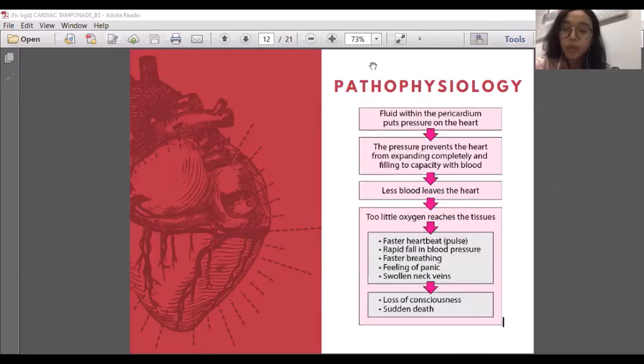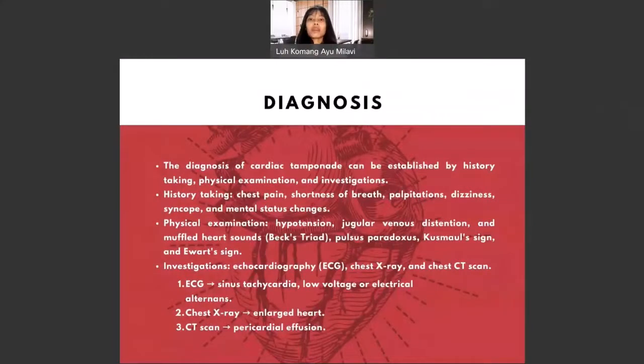Less or no blood will leave the heart, and it will lead to a decrease of oxygen that reaches the tissue. To overcome the reduced output, the first compensatory sign is tachycardia. Other than that, the systemic venous return will be limited and the filling of the right atrium and ventricle will be impaired. Then other symptoms will come. At the end, the patient will experience loss of consciousness to sudden death. Thank you.